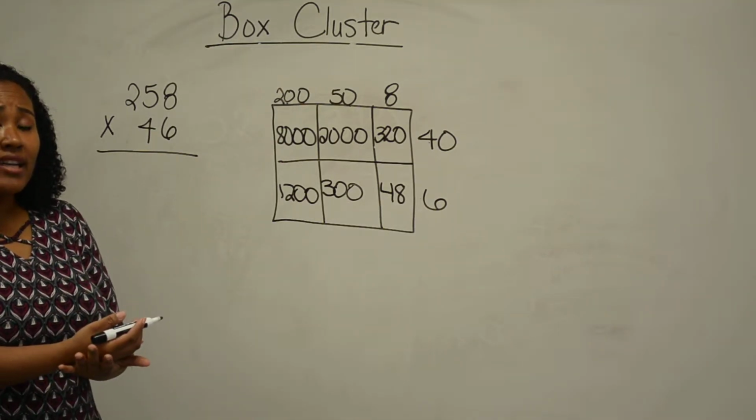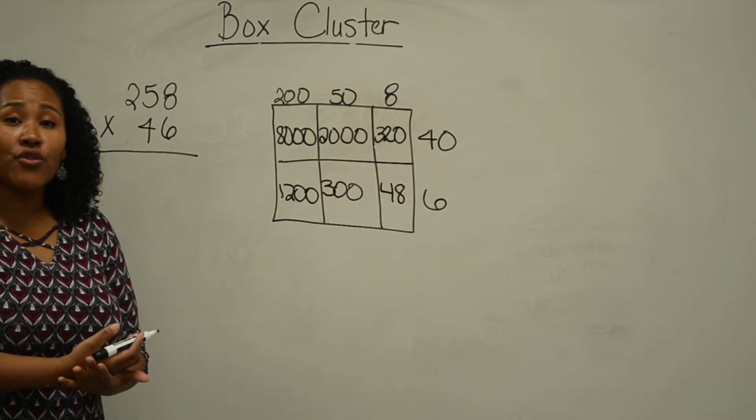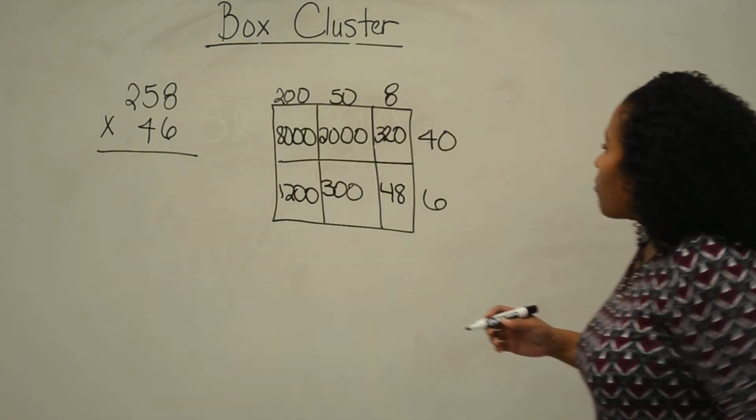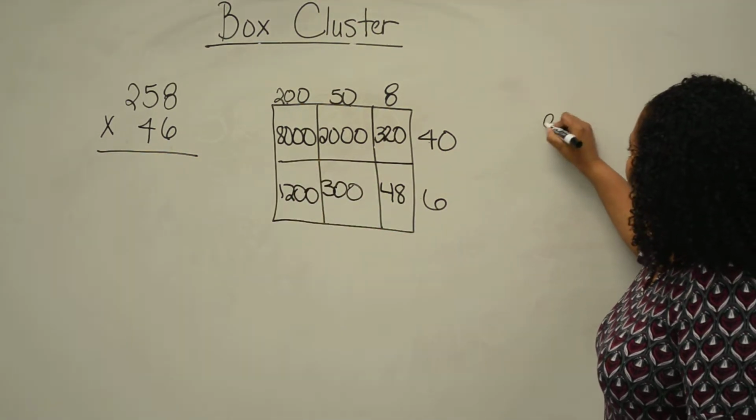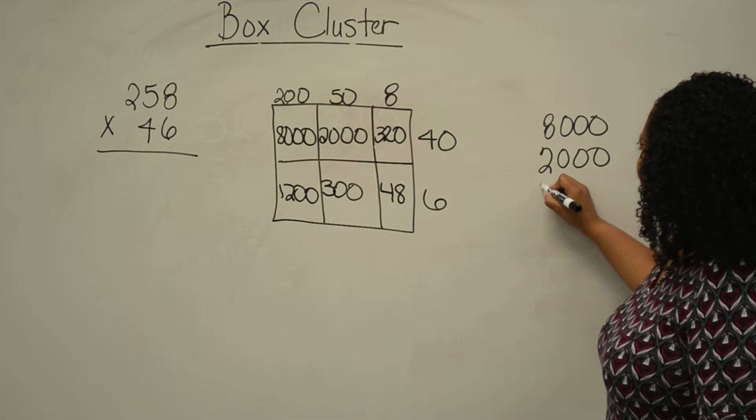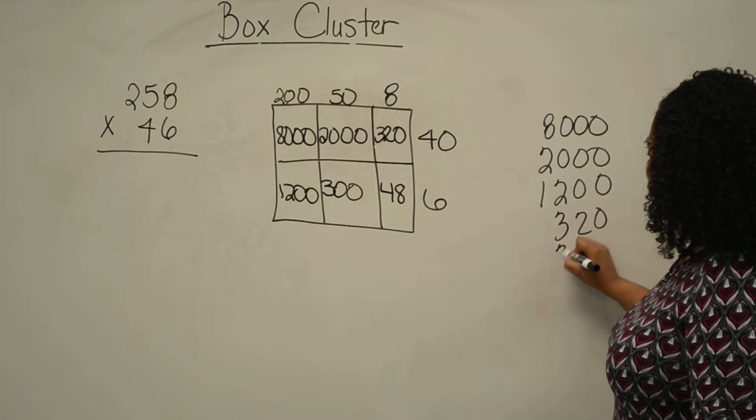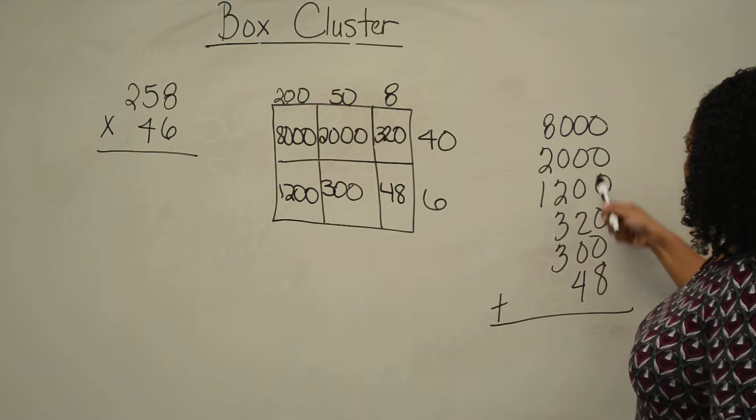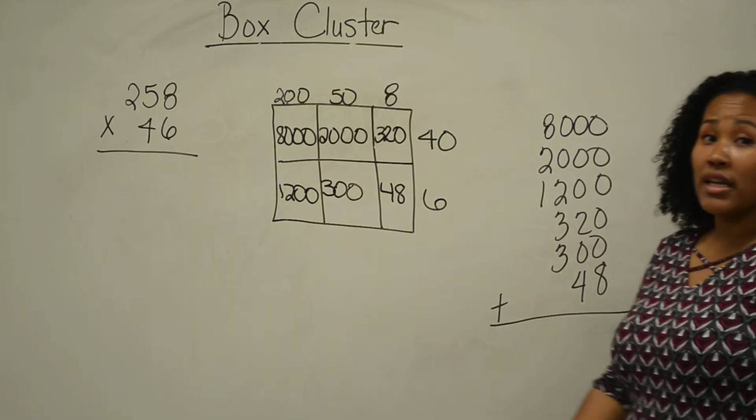So remember, when we're adding a bunch of numbers like this, make sure that you write neatly and that you line your numbers up correctly by their place value. All right, so I'm going to start off with my largest digits, okay? These all have 4 digits, so I'm going to put them towards the top. So I have 8,000, 2,000, 1,200. Then I have a 320, a 300, and a 48. Separate numbers, 1, 2, 3, 4, 5, 6. I have all 6, so now I'm going to add them all up.